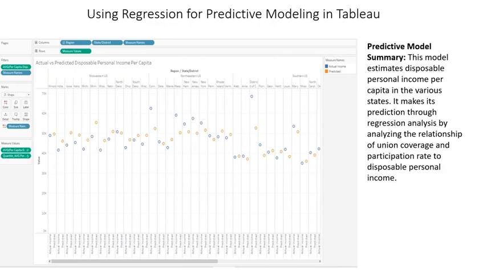Next, in light of our predictive objective, we take a look at a predictive model built to predict income among the various states. Before explaining how this model works in real time, I wanted to take a moment to show you how it was developed. The model was built by using the Tableau regression equation quantile listed here in the measure values. Quantile was used to analyze the relationship of union coverage and labor force participation rate to disposable personal income. Next, we will take a look at this interactive dashboard in action.